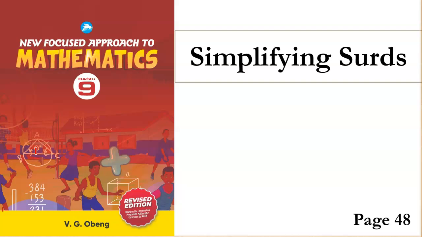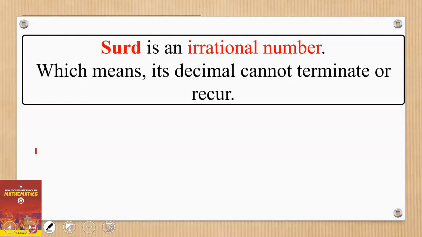And in this lesson, we are going to learn the concept of surds, and how to simplify surds. This lesson can be found on page 48. Now, what is a surd? A surd, in the simplest form, is an irrational number.